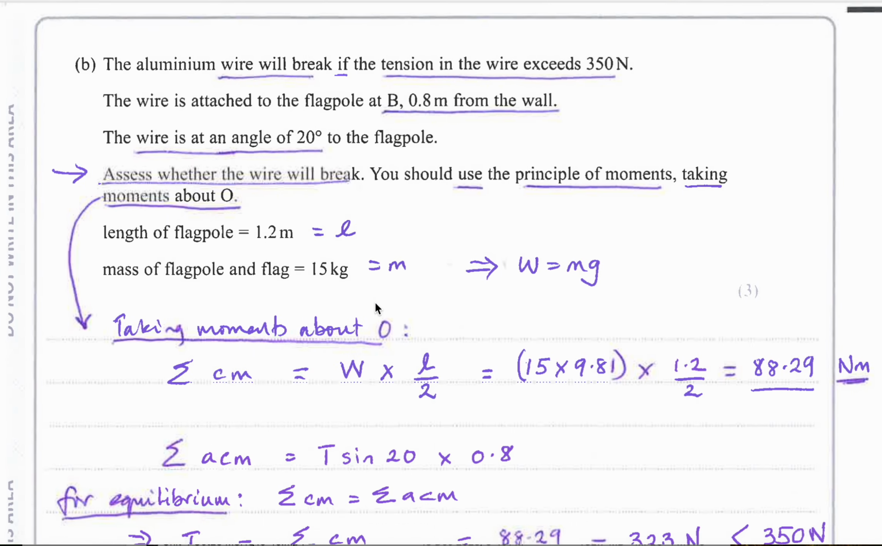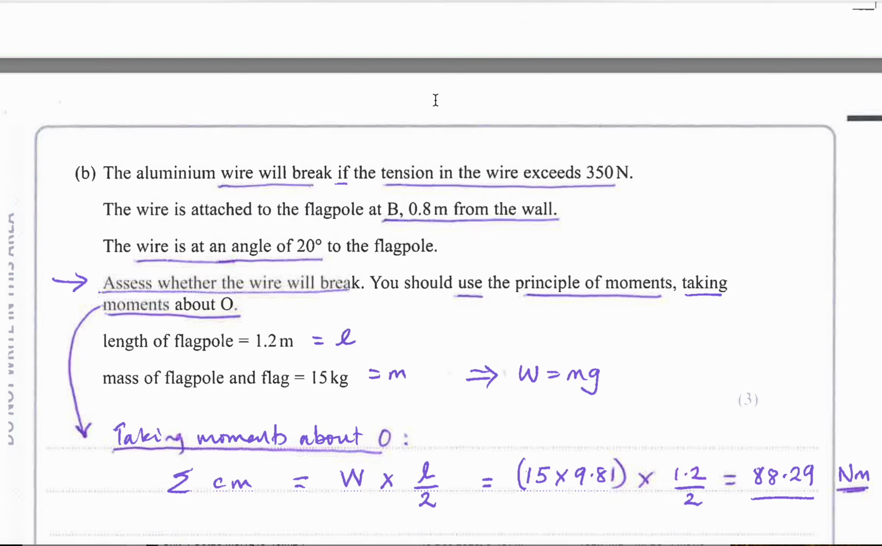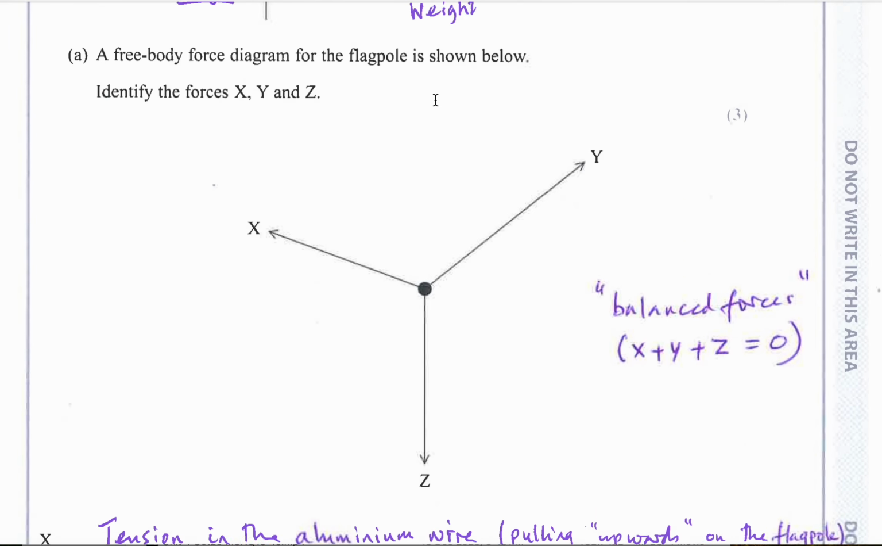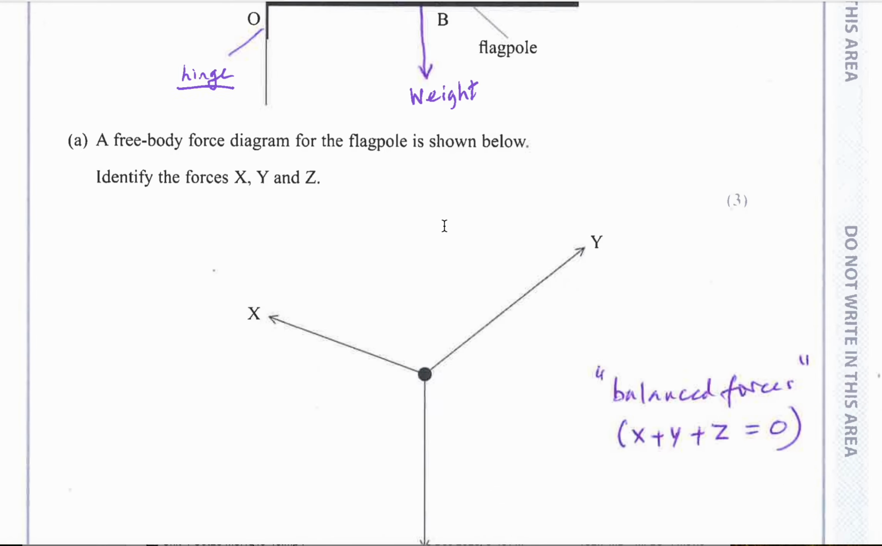Okay? Part B, it says the aluminium wire will break if the tension in the wire exceeds 350 newtons. So you want to look at the tension in the wire, and that's 350 newtons. The wire is attached to the flagpole at B, 0.8 meters from the wall. So let's have a look at the diagram. So here is B. So this distance there is 0.8 meters. From B to O is 0.8 meters.